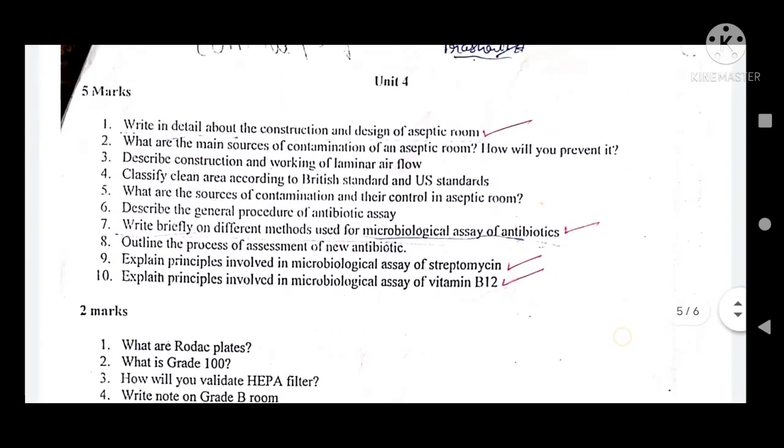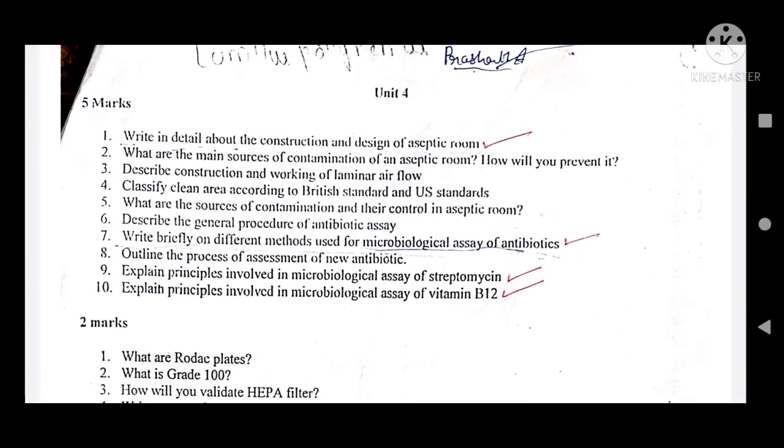If you keep only these 15 questions in hand, you can easily score 10 marks from them, because Unit 4 does not have much weightage in your question paper. But you have to practice these in 5 marks: the 7th question, microbiological assay of antibiotics; the first one, construction and design of an aseptic room; then the 9th one, microbial assay of streptomycin and microbial assay of vitamin B12. These are the questions you will observe in your question paper, 100%. Read this and keep it ready, my dear brothers and sisters.